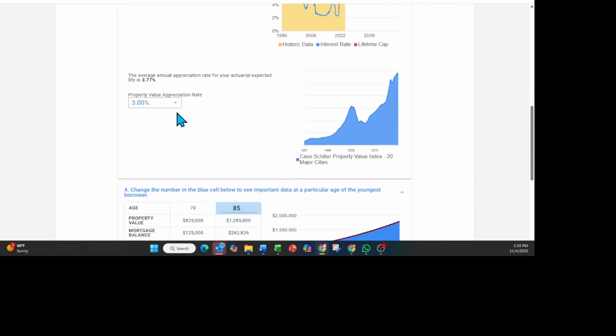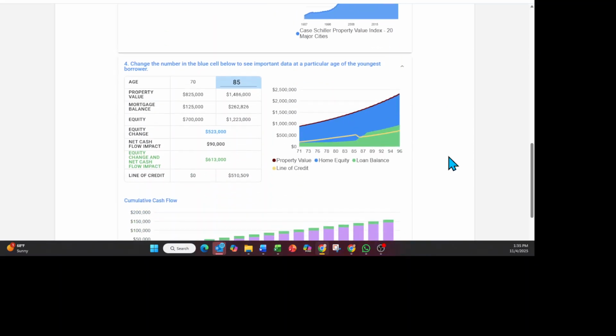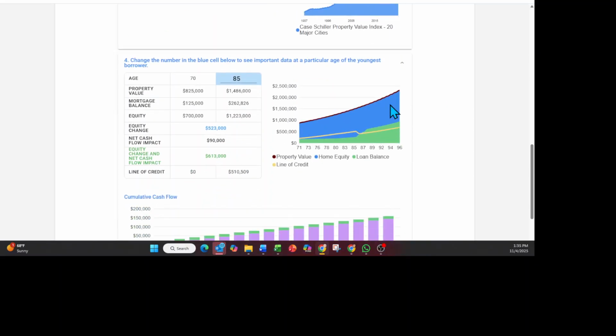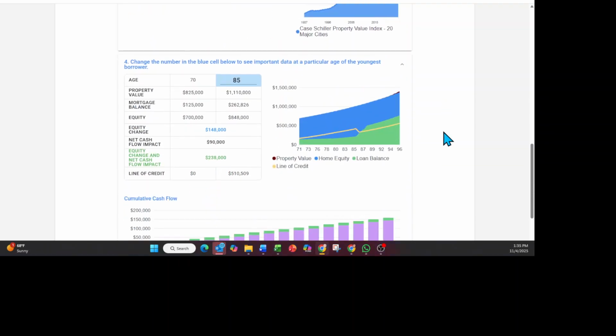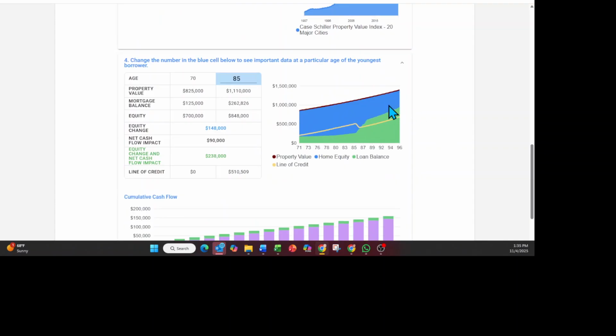We default to 3%. If you happen to live in a neighborhood where you feel like 4% is a little bit more realistic, then we change it to 4%, and that has a major impact on future equity. If you want to be even more conservative and drop it down to 2%, you can look at that, and you'll see that have a significant negative impact on future equity. There's still quite a bit.